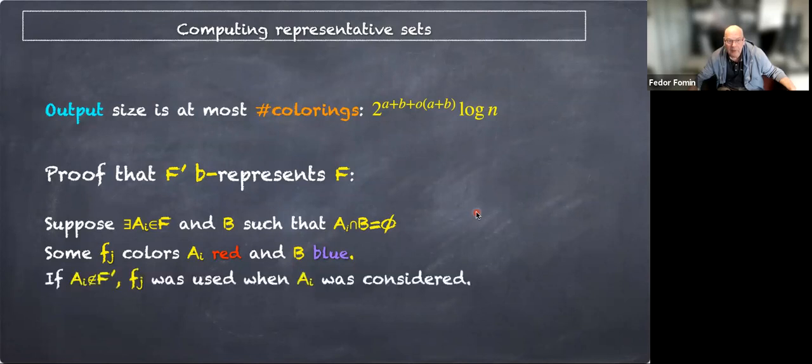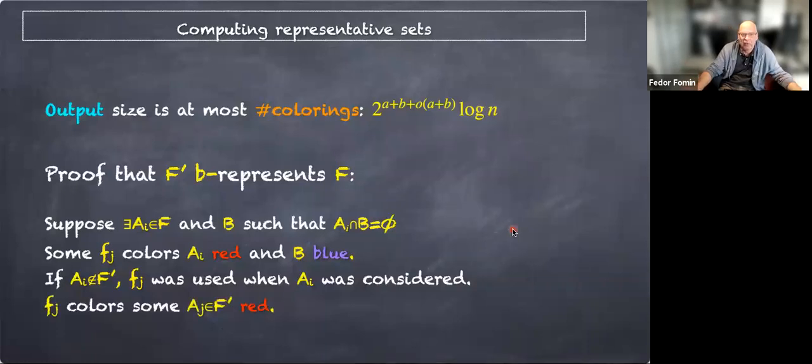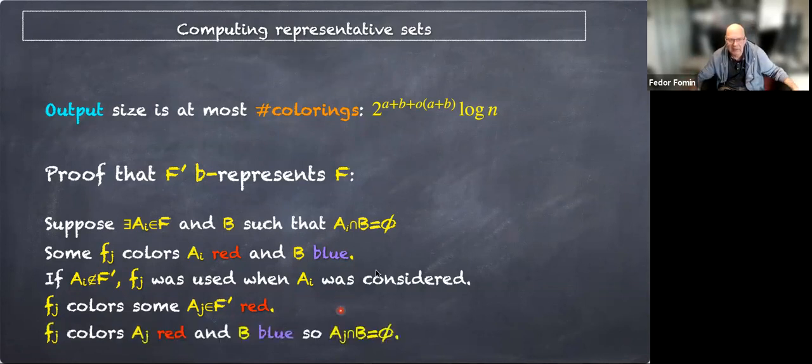Now, if the set Ai doesn't belong to the constructed family F prime, the only reason is that it was not added just because the function fj was already used before. But if fj was used before, it was used on some set Aj, which by definition was colored red.